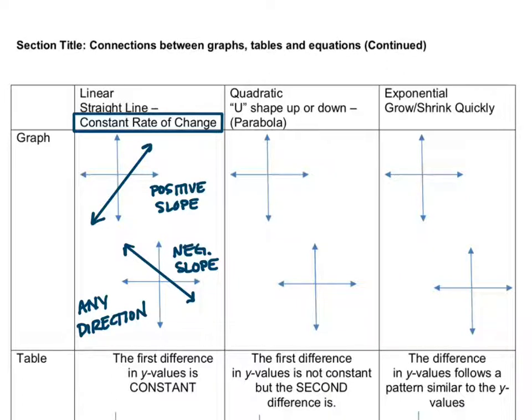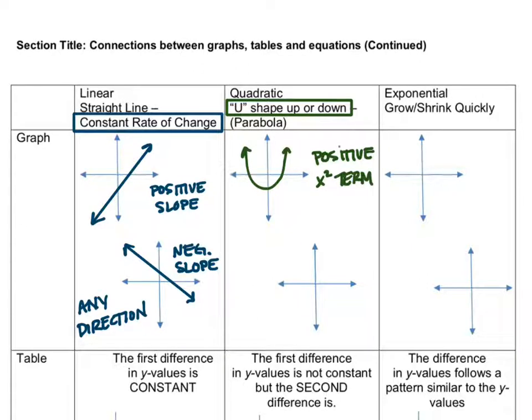And again, the line can be in any direction. So that's what a graph of a linear function would look like. Now, a quadratic function, we talk about it being a U-shape, either up or down. So this tells me that I have a positive x term, and then I would have a U-shape up.